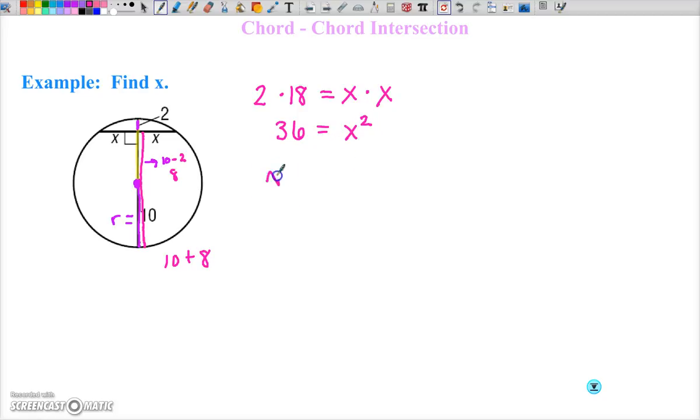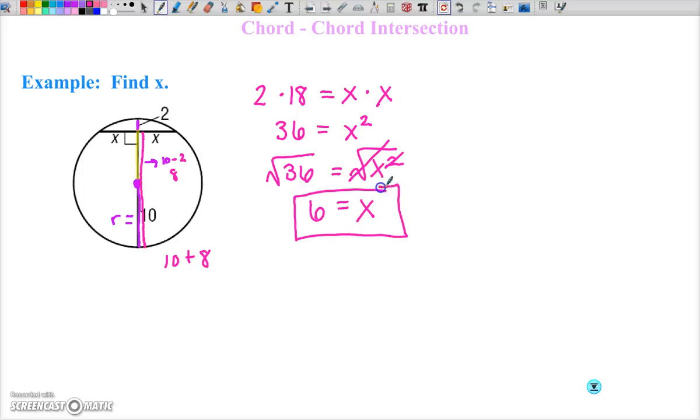And remember, to get rid of a square, you take the square root of both sides. Your square and your square root are opposites, so they undo one another, leaving you with just x. And then the square root of 36 is 6. And that's how you do the chord intersection.